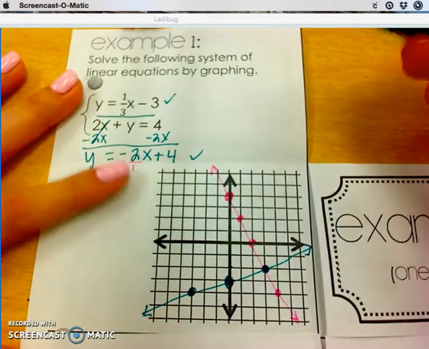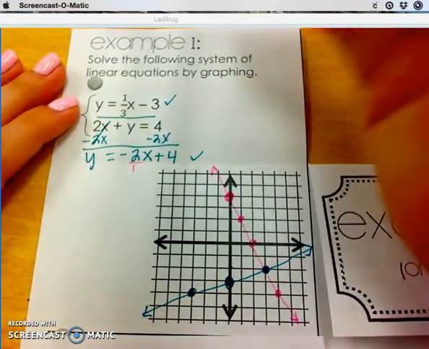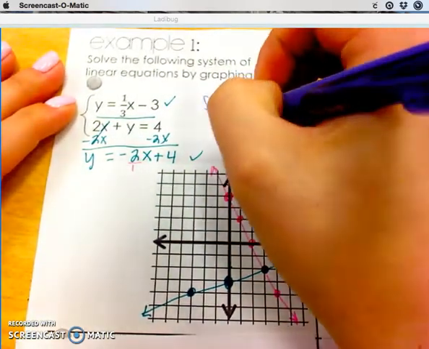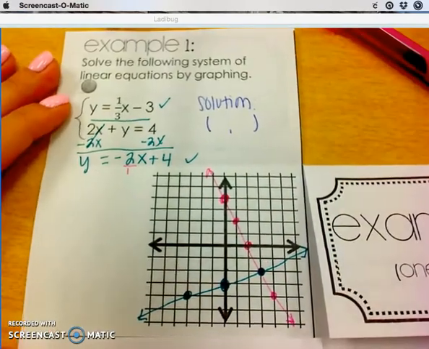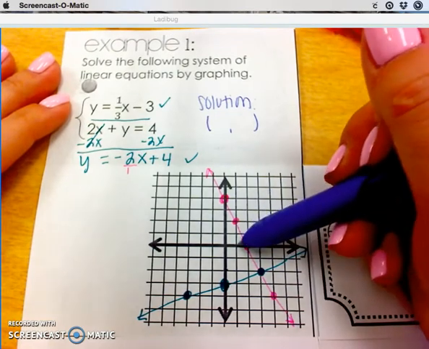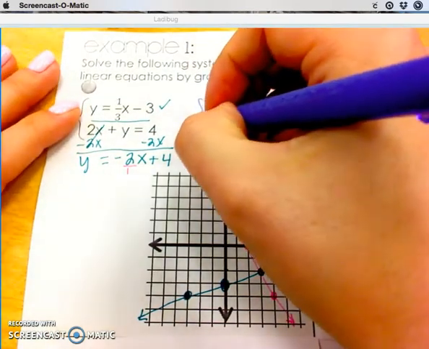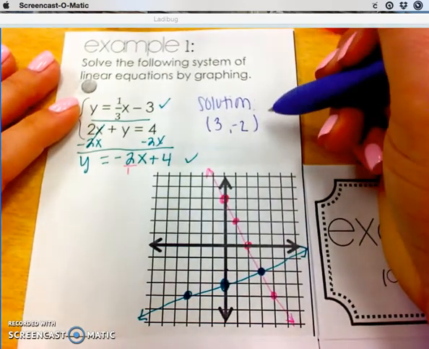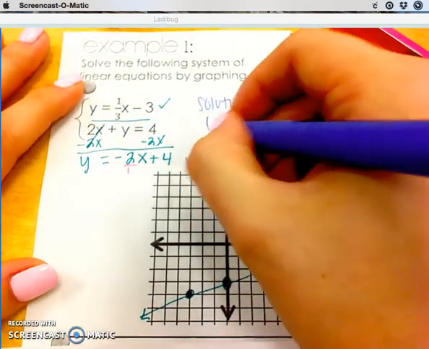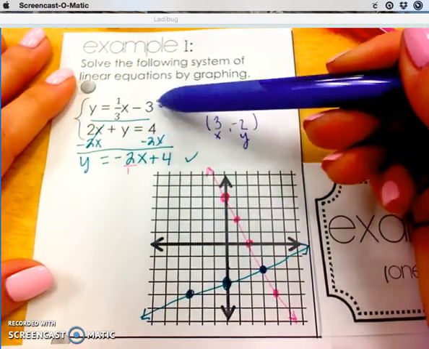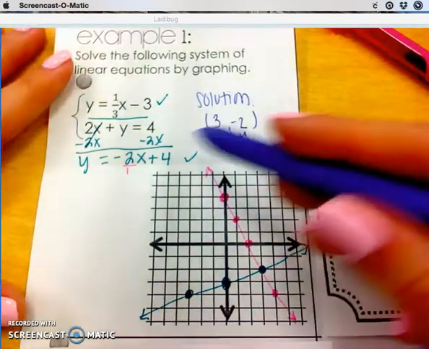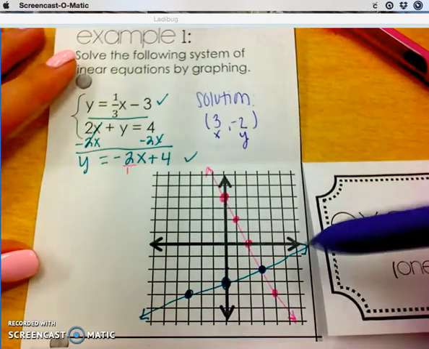So now, the solution to my system of equations, the system being the two lines, the solution is the point where they intersect. Well, they intersect at 1, 2, 3, negative 2. That is the answer. It is a solution to this system of equations. That means this x and y make both equations true, and you could plug them in to check. That is one solution because there is one point where they cross.